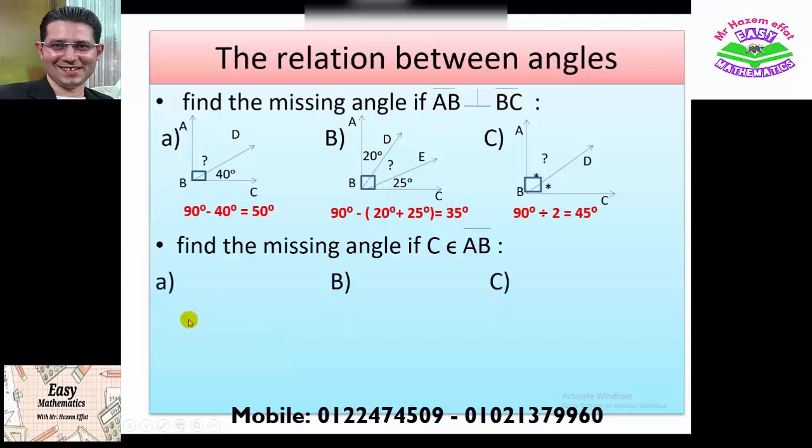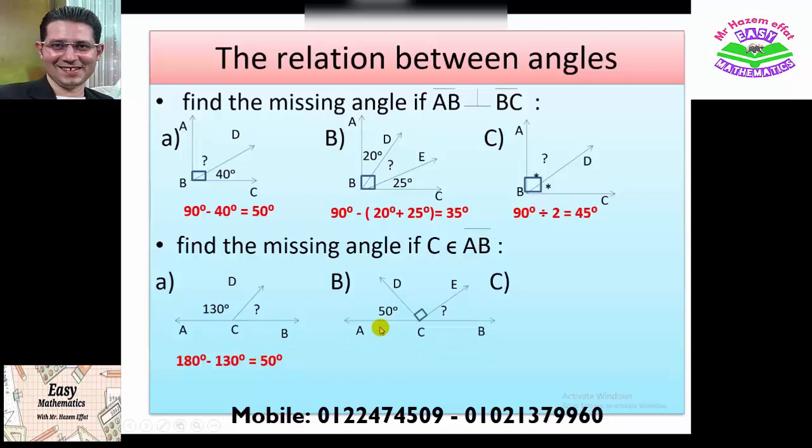Let's see. In shape letter A, he gave me here C belongs to AB. And he gave me ACD equals 130 degrees and asked me to find the measure of angle DCB. Okay, I told you before, when he says C belongs to line segment AB, it means the whole angle ACB will be equal to 180, a straight angle. So to find the missing angle here, we must subtract 130 from 180. Yes, it will be equal to 50 degrees.